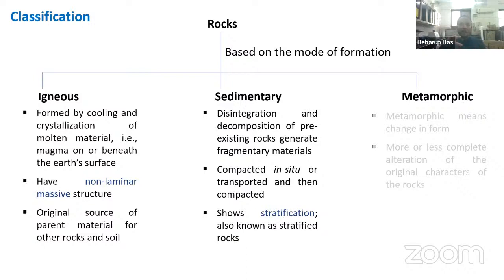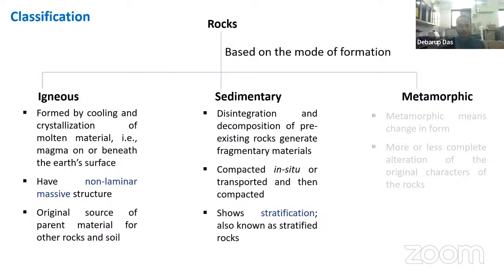Those fragments may again recombine and reconsolidate through some cementing agents in situ, that means on site, or they may be transported elsewhere and get cemented there to form sedimentary rocks. The fragments could come from igneous rocks. Also, sedimentary rocks themselves could get fragmented and again form sedimentary rocks. These fragments may also come from metamorphic rocks. Any fragments generated by disintegration and decomposition of pre-existing rocks are cemented under pressure with some cementing agents, and they form sedimentary rocks.